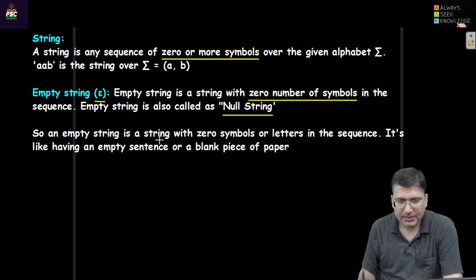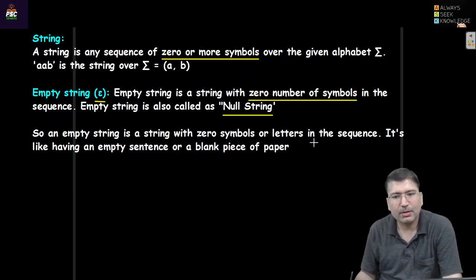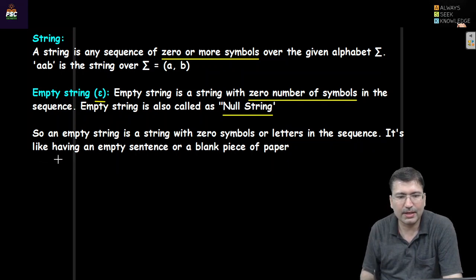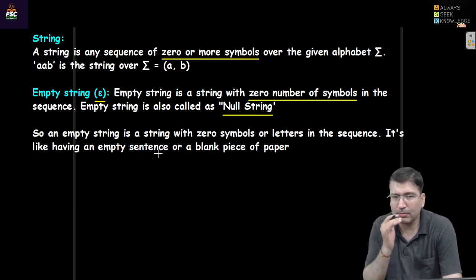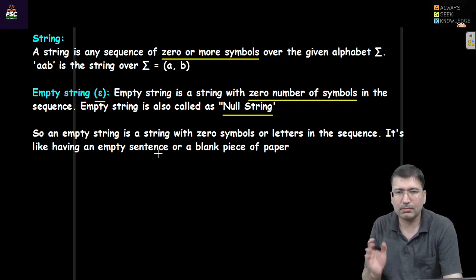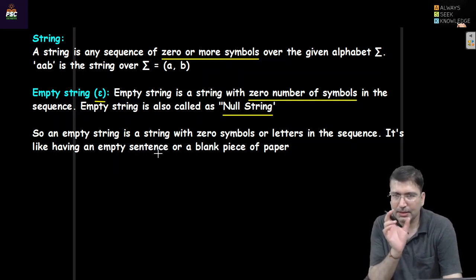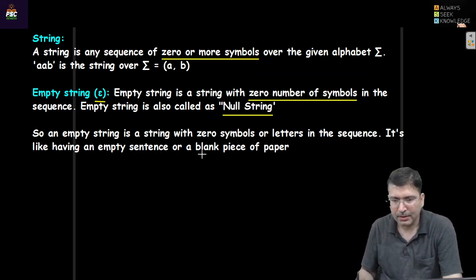So an empty string is a string with zero symbols or letters in a sequence. It's like having an empty sentence, no sentence. Let's say I'm not saying something for a little duration or a long duration of time. You consider, okay, nothing has been said by me or some other person. That is an empty sentence. Or like a blank piece of paper.